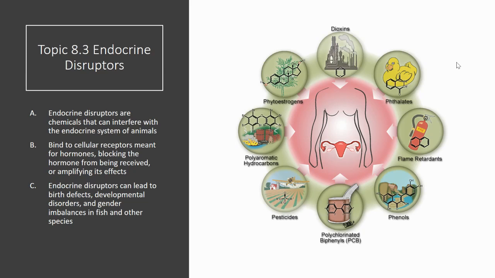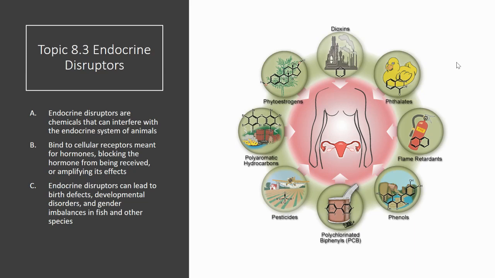Topic 8.3, everybody, is about endocrine disruptors. These are chemicals that are going to interfere with our endocrine system. Now, our endocrine system is responsible for the regulation of all the different types of hormones that we might find within our bodies. Why endocrine disruptors are so dangerous is because they can bind to cellular receptors meant for hormones.